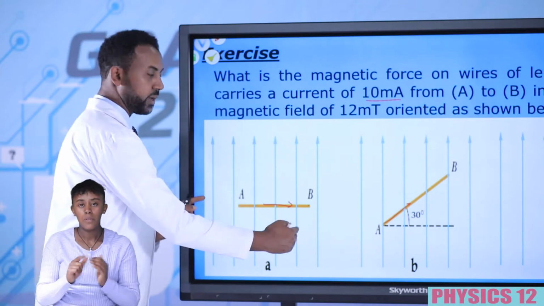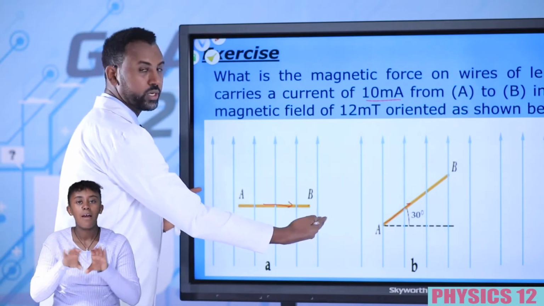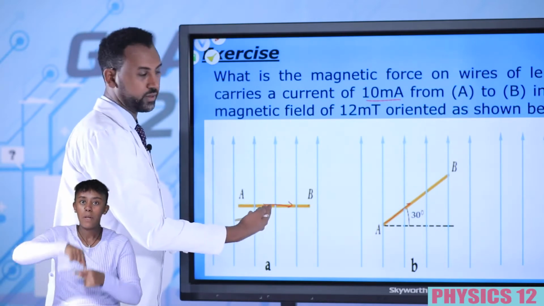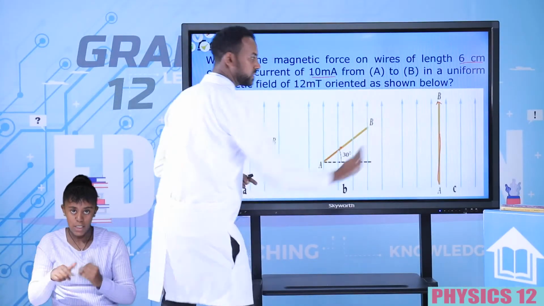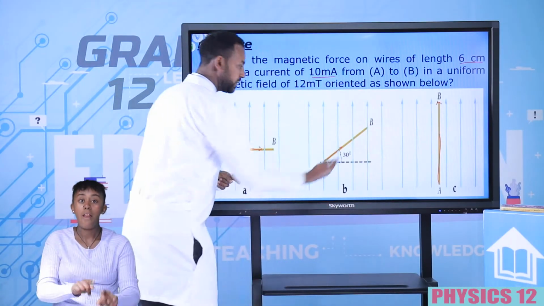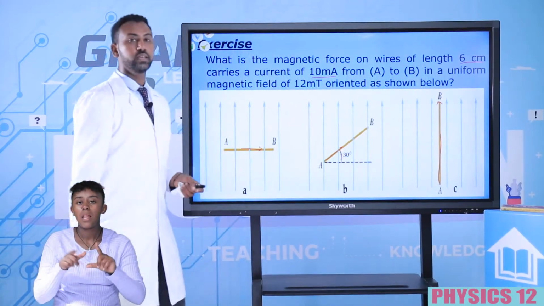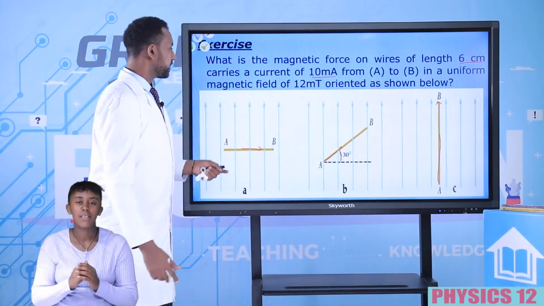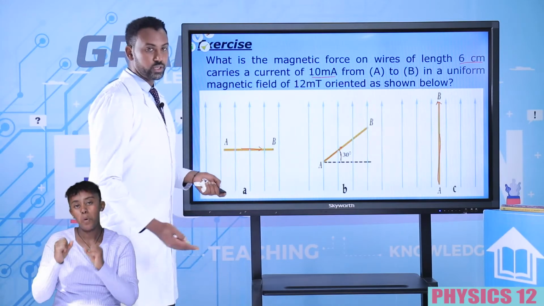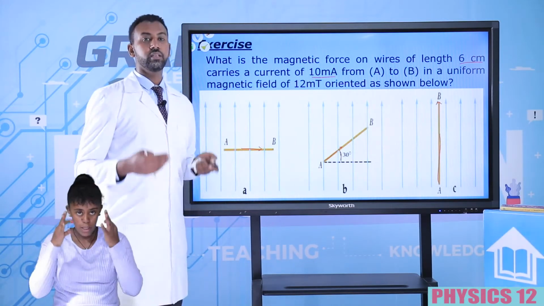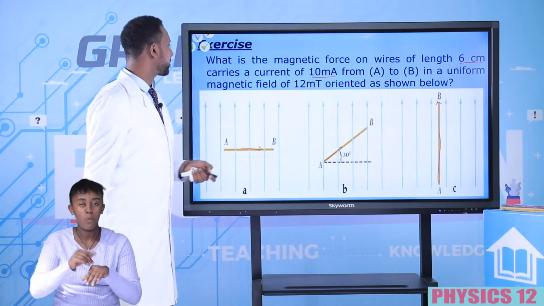So in the case of A, the current carrying conductor is perpendicular to the magnetic field. In the case of C, it's parallel to the magnetic field. But in the case of B, it's found at some angle theta, which is 30 degrees. Therefore, it's possible to determine the magnetic force exerted on the wire in each case.